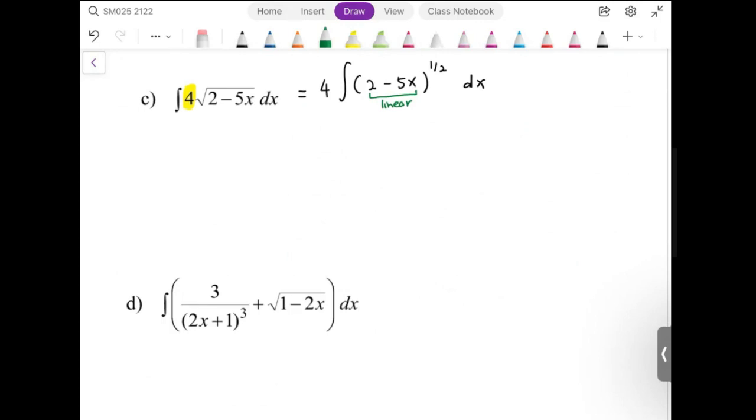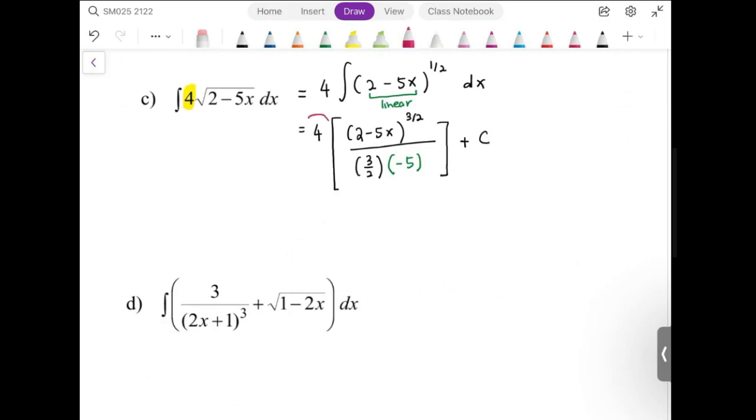So what do we do here? 4 stay as it is. So untuk integrate function tu, copy back our linear function. Power plus 1, so half plus 1, we get 3 over 2. Divided by that power, don't forget. And then differentiate what's inside the bracket. So we get negative 5. Siaplah proses integrate. Jangan lupa mesti letak plus C.